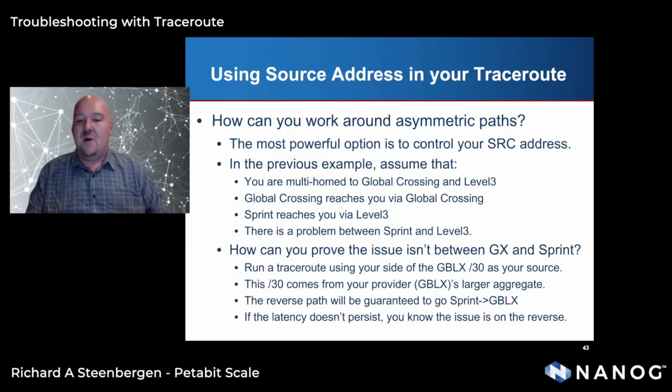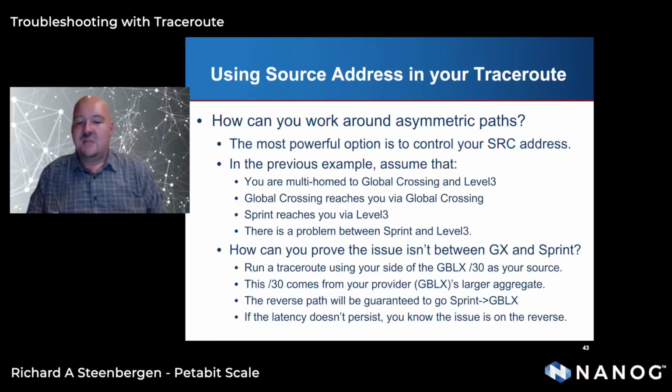So the only way to know what the problem is, if you had a person on the other end and you could run a reverse traceroute and look at it on the other end, that would be great, but assuming you don't have that, here are some tricks you can use. If you ran a traceroute from your network device and you sourced the packet from your side of the Global Crossing issued /30. So they've issued you, for interconnection purposes, a /30 out of their IP space. That's going to follow their routing policies.